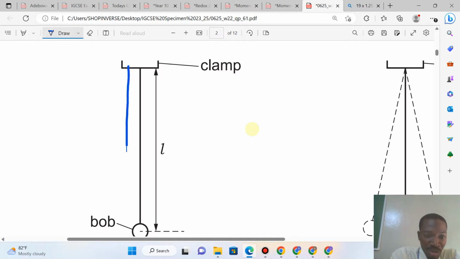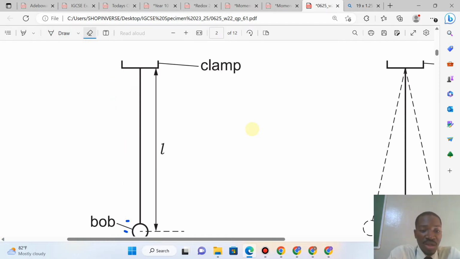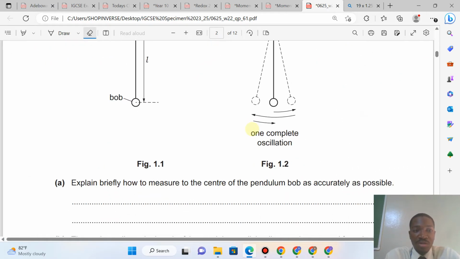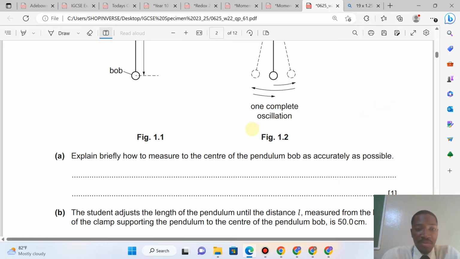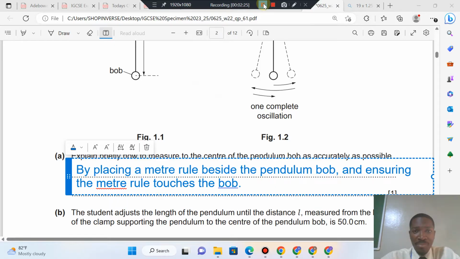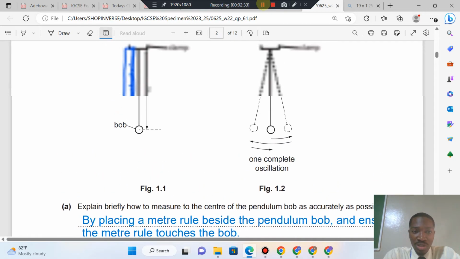So you place your meter rule, it can look like this. Your meter rule is meant to be straight, right? Good, so your meter rule should look like this. Something like this will work, okay? And this will be the marks on the meter rule. So something like this will enable you to get the length to the very center of the bob, okay? Good, so you write that down here. So you write out your answer like this by placing the meter rule beside the pendulum bob and ensuring the meter rule touches the bob.